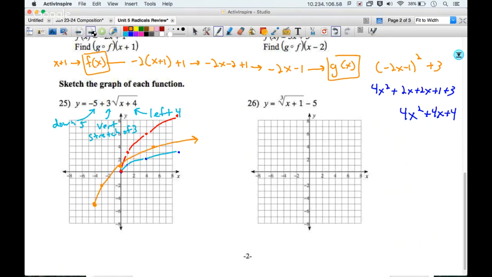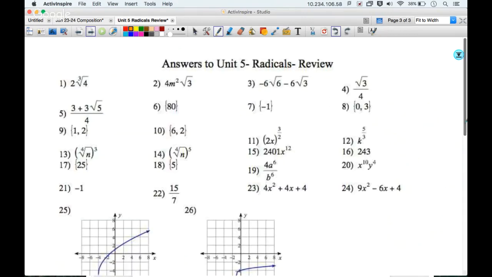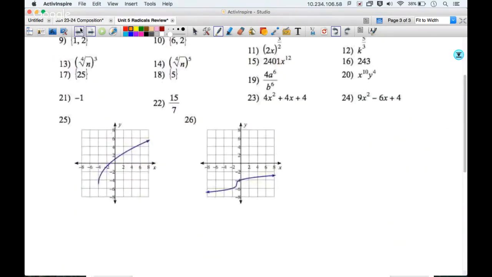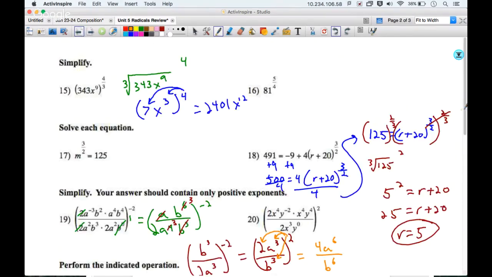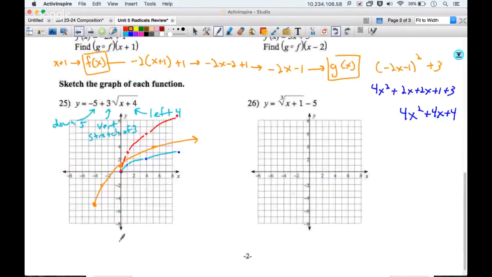Let's compare that to the graph. Number 25. Yeah, it looks about right. I'd be able to pick it out of a lineup just based off those transformations and what this graph looks like here. Oh, we better do this cubed root one. With the cubed root one, your parent function looks a little different. The cube root of 1 is 1, but our next cube root doesn't come until 8. The cube root of 8 is 2.